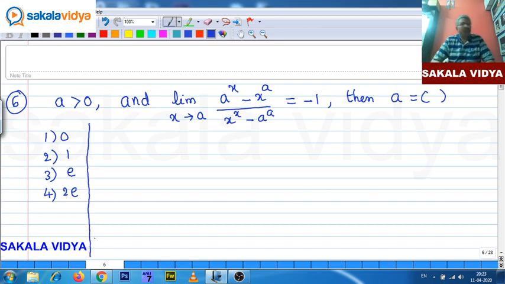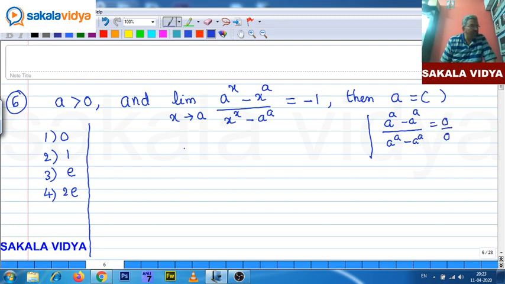In order to solve this problem, we need to recall the derivative of a power x, the derivative of x power n, and the derivative of x to the power of x. Now if you substitute the limit x for a, you get a to the power of a minus a to the power of a upon a to the power of a minus a to the power of a, which is in the form of 0 by 0, that is an indeterminate form.